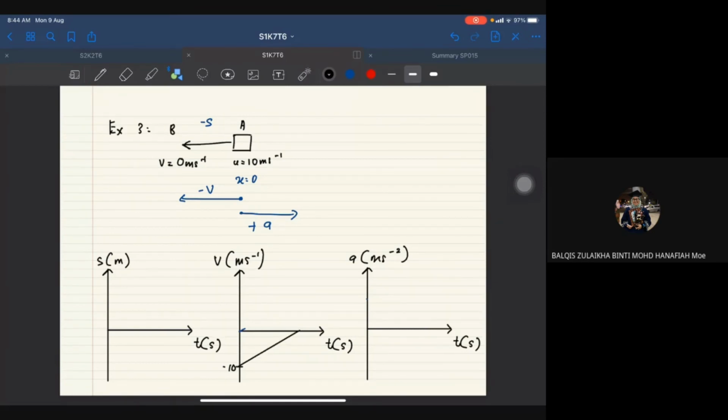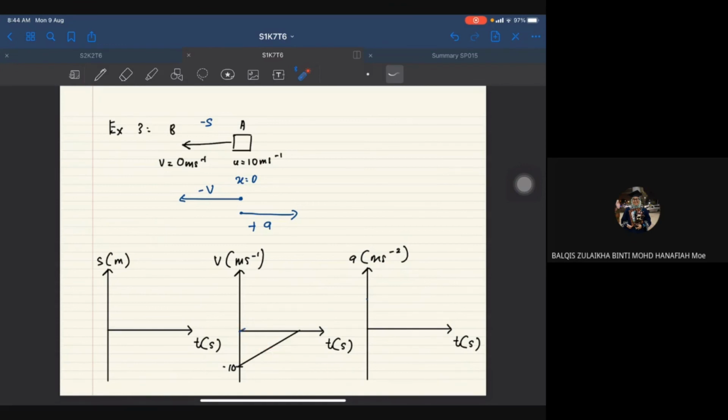Okay. In fact, your syllabus memang dia tak ada quadratic untuk V. Quadratic tu hanya untuk S. Sebab apa? Sebab A kamu ni sentiasa constant dalam syllabus kamu. So shouldn't be a problem. So dekat sini sepatutnya kamu tak akan jumpa quadratic. So it should be a straight line like this. Ataupun dia boleh jadi macam ni ke, depends.